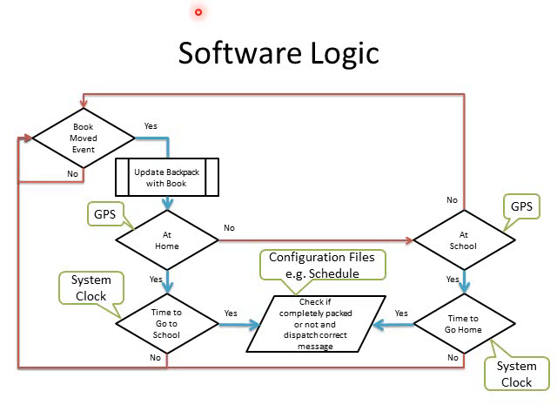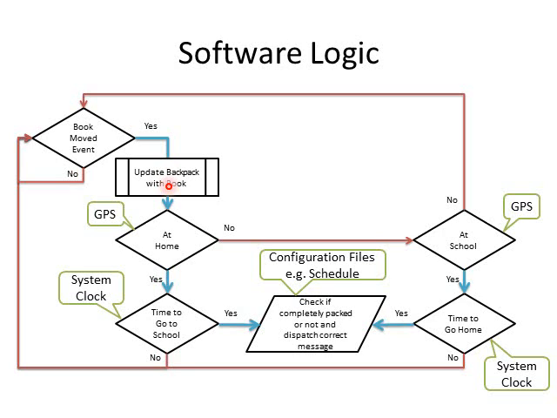The software logic starts off with the triggering event, the book moved event, and it follows the decision-making logic as I presented before. It begins by updating the backpack array with a book, and the backpack array will basically tell me whether I have a certain book inside of my backpack.